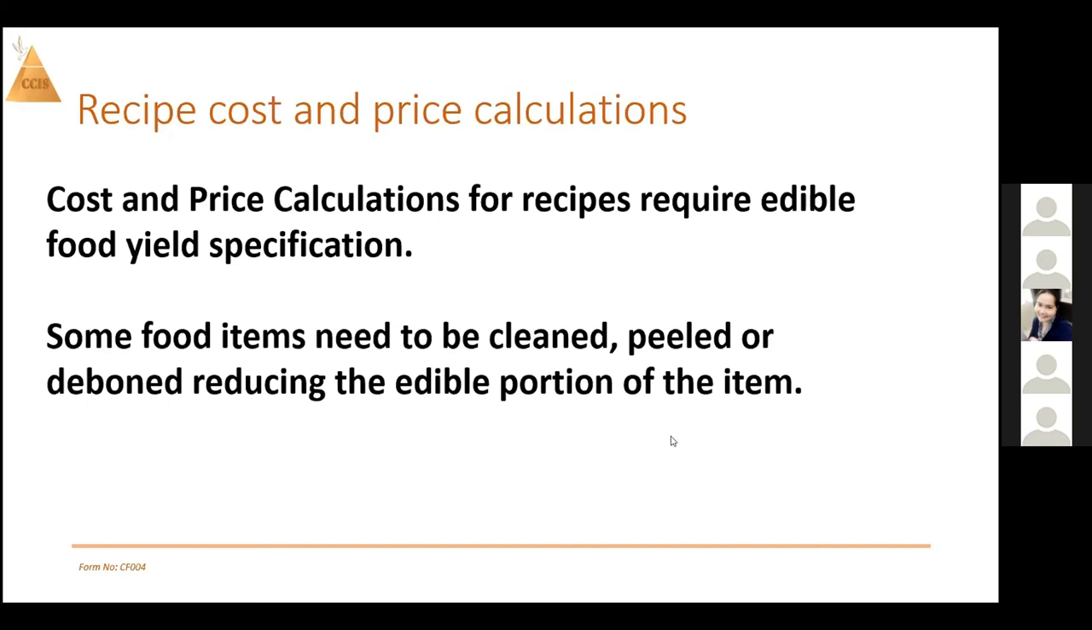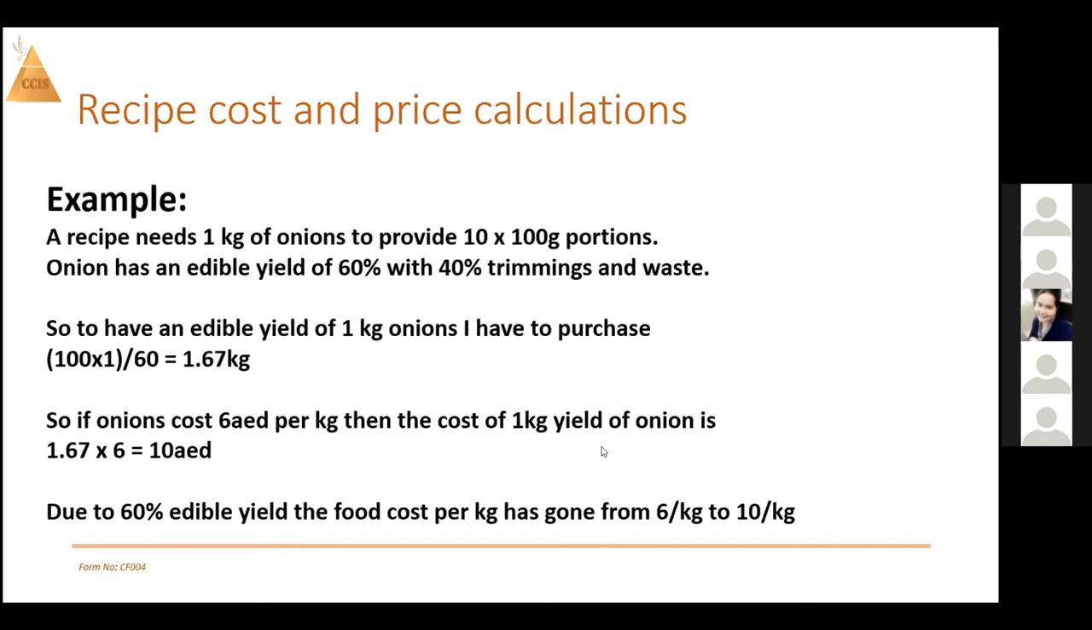Okay. All right, let me go on to the next one just to give you another example. This example is based on the edible yield I've spoken about. Here we have a recipe that needs 1 kilogram of onions to break into 10 by 100 gram portions. So we need a kilogram of edible onions for this dish. Like I said, I looked up the yield for onions, that's 60%. So for an onion, we have 60% yield, meaning we can eat 60% of an onion and 40% is going to be trimmings and waste, okay?